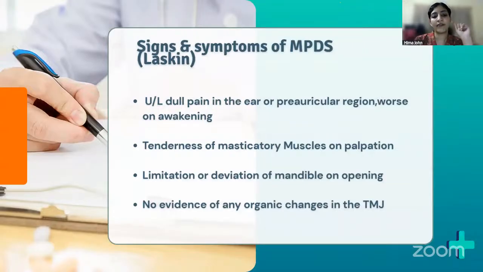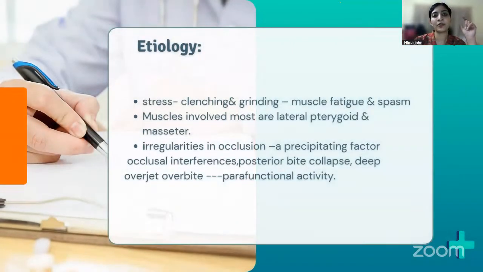Okay, so there are 4 points under which you have to write. That is unilateral dull pain in the ear or periauricular or preauricular area, which is worse on awakening. Tenderness, which is present in the masticatory muscles when you palpate them. Limitation or deviation of the mandible on opening. And when you take an OPG or when you do any examination, there is no gross change in your temporomandibular joint. So these are the 4 points, which is commonly called Laskin's criteria. Okay, that itself might come as a short note. Okay, so it is very important for you to remember those points.